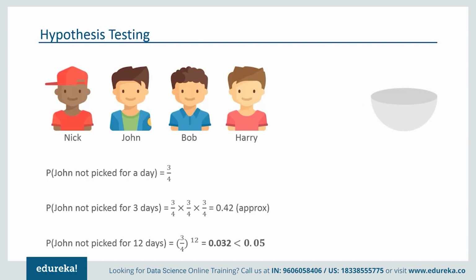And this is what statisticians do, right? They define thresholds and say, hey, if the probability of this happening is more than 5%, then I'll consider it happening by chance. But if it is less, then given this example, John is surely cheating in some way or the other. And this number will keep dropping more and more if you increase the number of days.